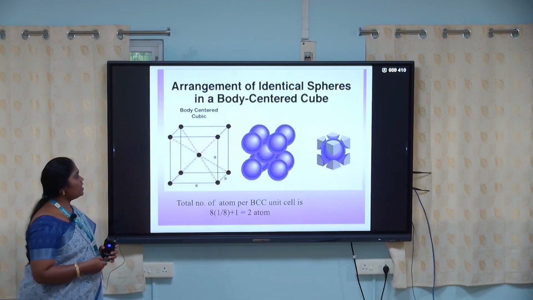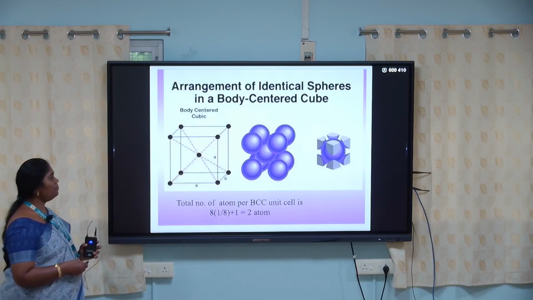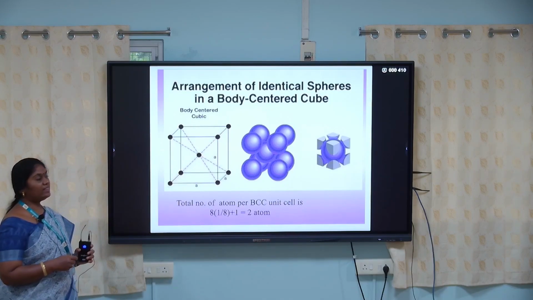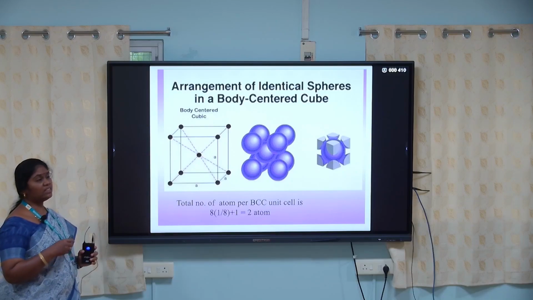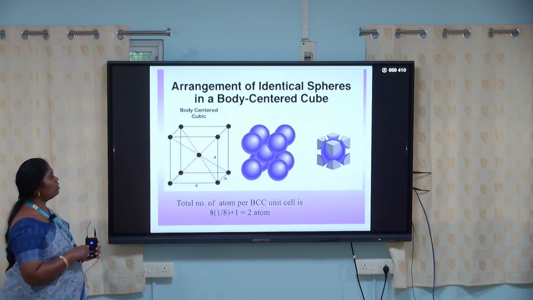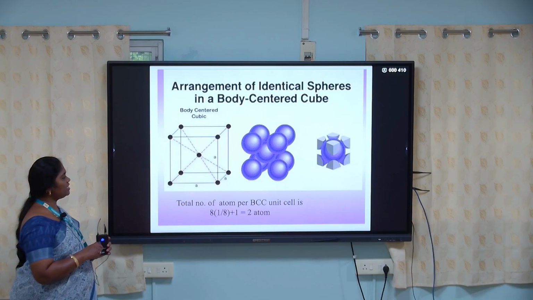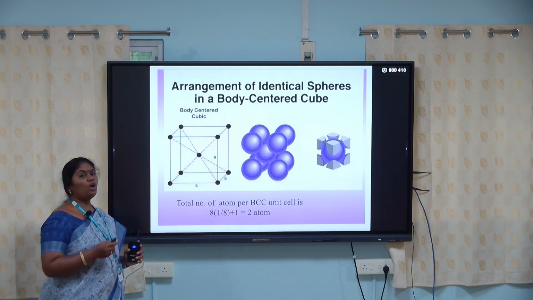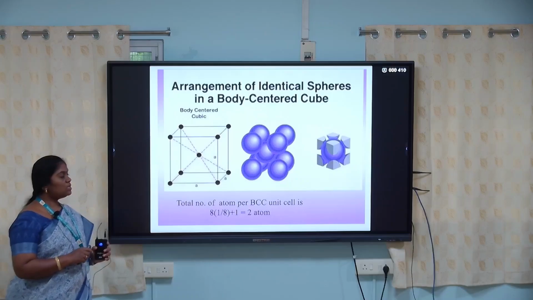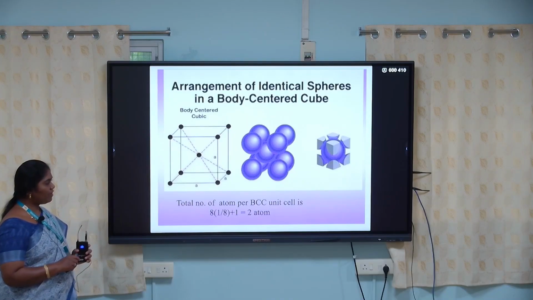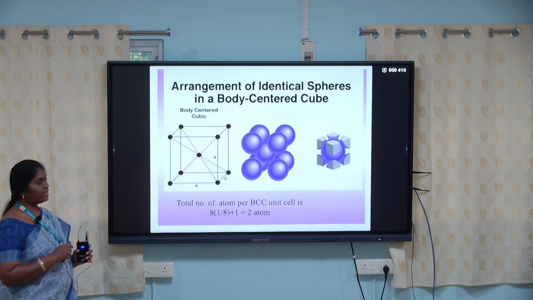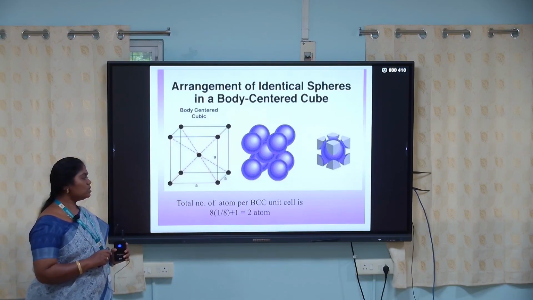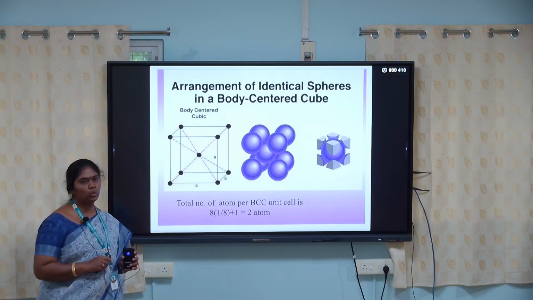Next one is body centered cubic. Here you can see there are atoms at the corners, and there will be an atom at the center of the body. To represent the center of the body, we are adding one atom along with the simple cubic structure. So the total number of atoms per body centered cubic unit cell is 8 into 1 by 8 plus 1. So the total number of atoms is 2.